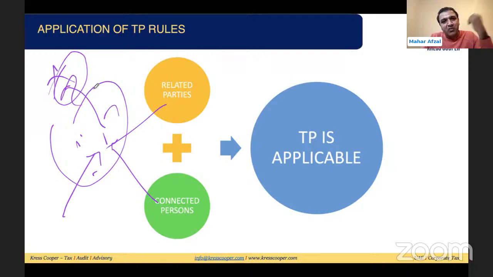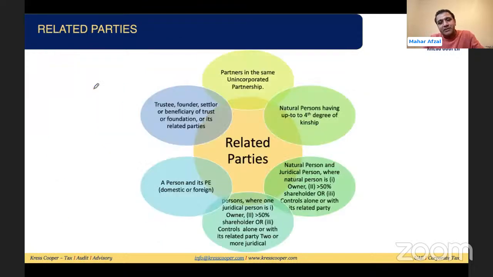A lot of people have confusion. They're asking whether the TP rule will not be applicable under a domestic transaction. It has been very categorically given in the guide: TP rules will be applicable on domestic transactions as well as on cross-border transactions. The condition is that the transaction is being made with a related party or with connected persons. This is the related party.